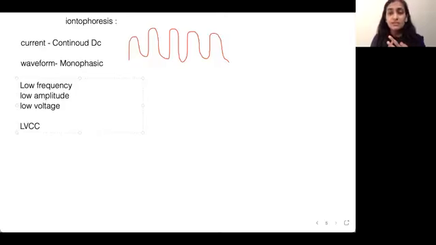Now, what is the principle that we use in iontophoresis? The principle is that like charges repel each other, opposite charges attract each other. So if it's positive negative, it will get attracted. If it is negative negative, it's going to get repelled. That is what is our focus here, which is why we have ions.